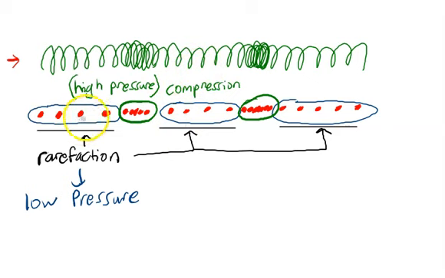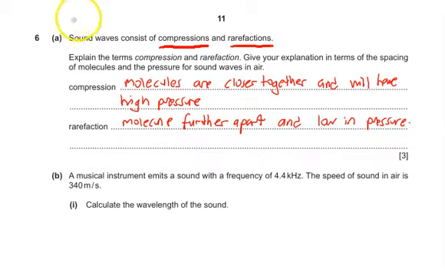Now let me answer the question. Here is my answer suggestion. For compression, atoms are close together and will be in high pressure. However, for the rarefaction, molecules are further apart from one another and will be in low pressure. As long as you have these two points, you can make your own sentences. So you'll be getting 3 marks over here. Now let us look at the next question.